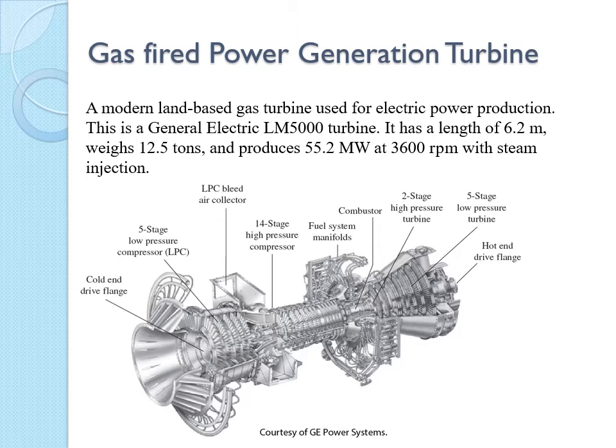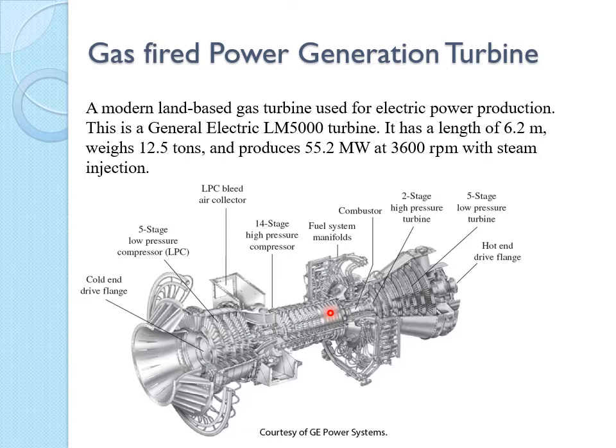All right, so I mentioned there's other ways to generate steam and turn a turbine. There's also using gas itself. So this is a gas-fired generation turbine. This is a General Electric LM5000. This thing's kind of a monster. It's almost 20 feet long, 12 and a half tons, and it produces 55 megawatts with steam injection. So it also uses steam somewhere in here.